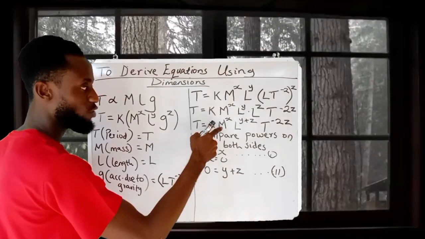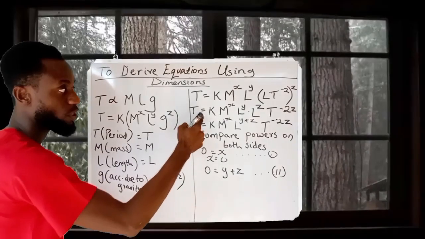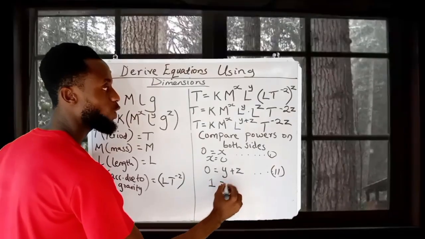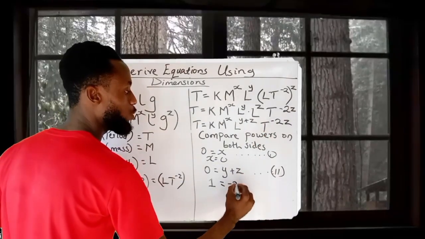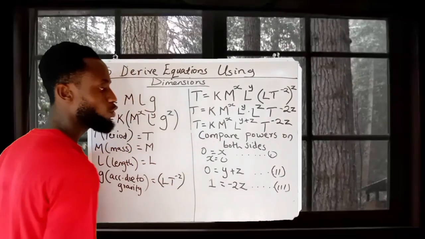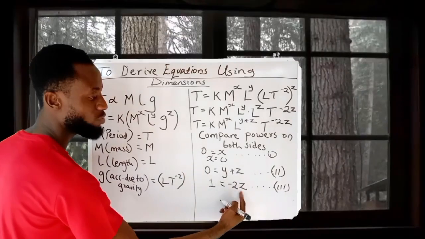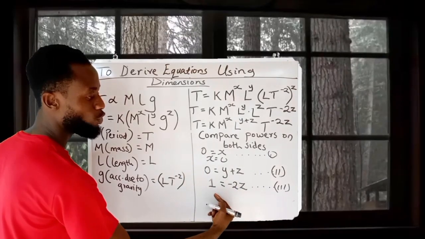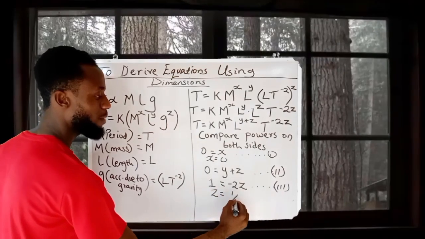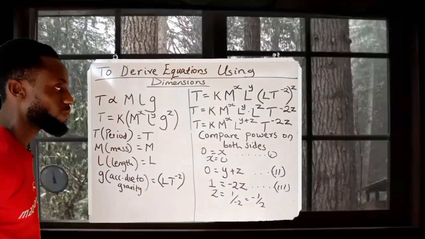Then we move to the last. I've settled mass, I've settled length. Now let's talk about time. So there was time on the left and the power on time was 1, so 1 will be equal to what we are seeing here, minus 2Z. This is equation number 3. So you can see that here we had 2 unknowns, but here we only have 1 unknown, so it's easier to start with this. If we divide both sides by minus 2, we already have Z. So Z becomes 1 divided by minus 2, which is minus 1 over 2.